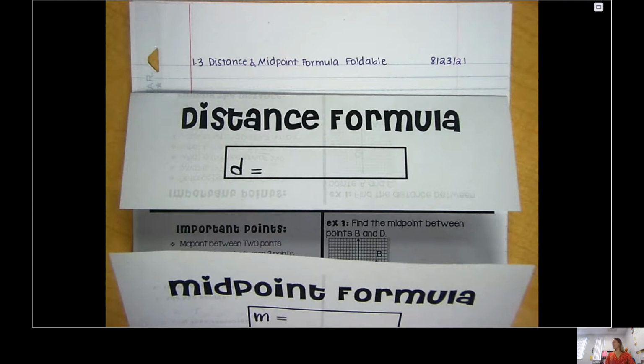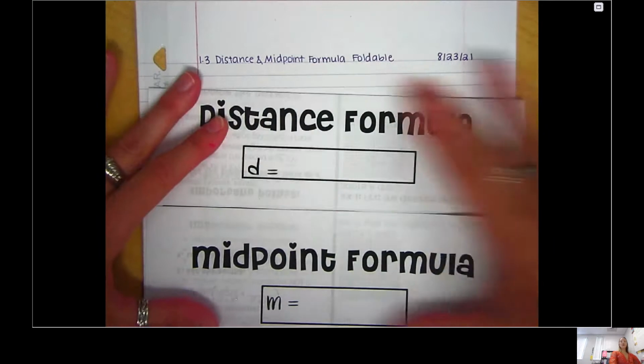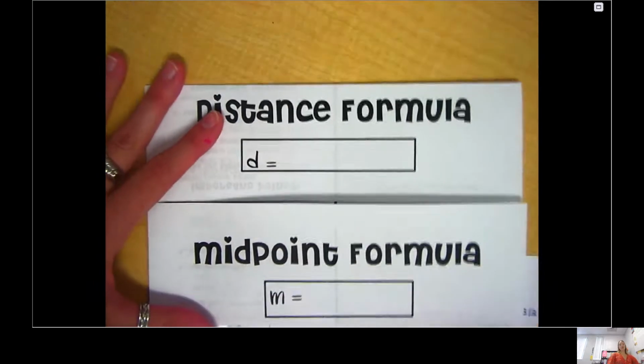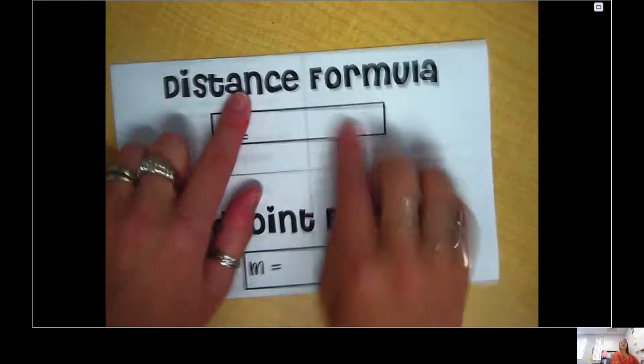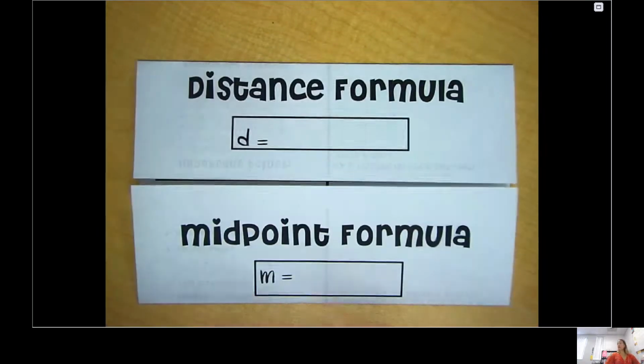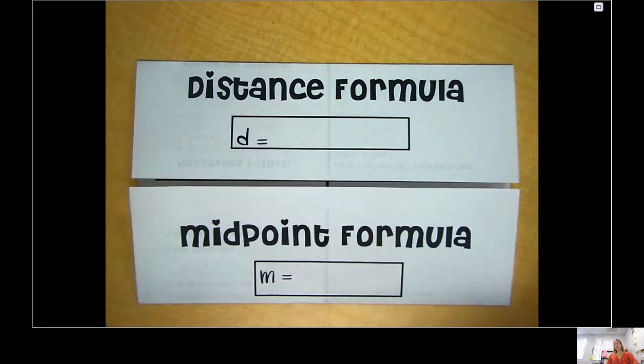All right, are we ready to get rumbling? Okay, so we are going to start. We're going to write it first, and then we'll glue it into our notebooks when we're done with it. So we're going to learn two different formulas today. The first formula is talking about the distance between 2 points, and then the second one is going to talk about the midpoint, which we'll talk about in a second.